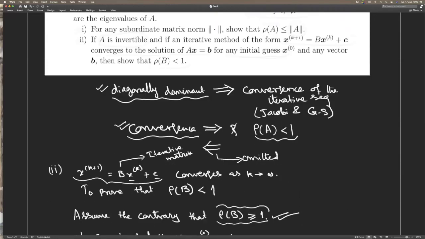In fact, the converse of this result is also true. That is, when the spectral radius of the matrix B is less than 1, then the corresponding iterative sequence will surely converge to the solution of Ax equal to b for any initial guess that you take. But we will omit that part of the proof. But this result is very important. You have to keep this result in mind.